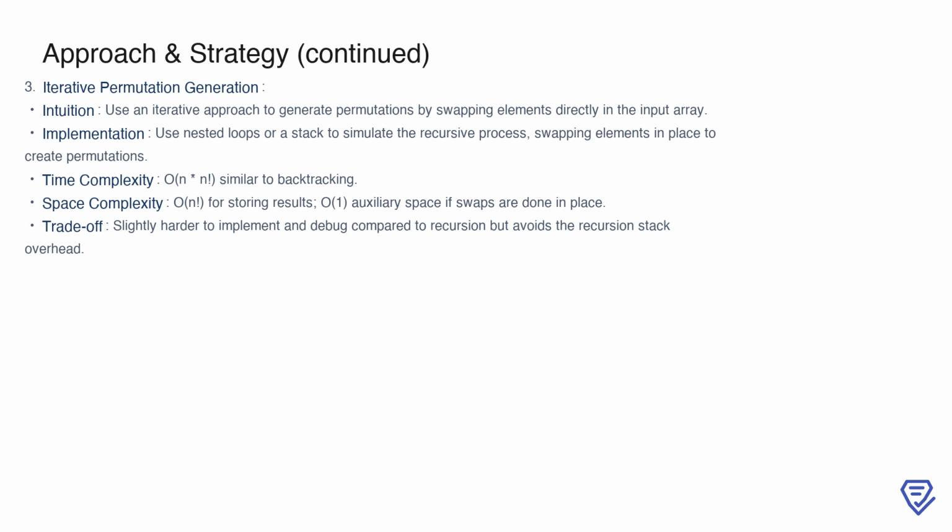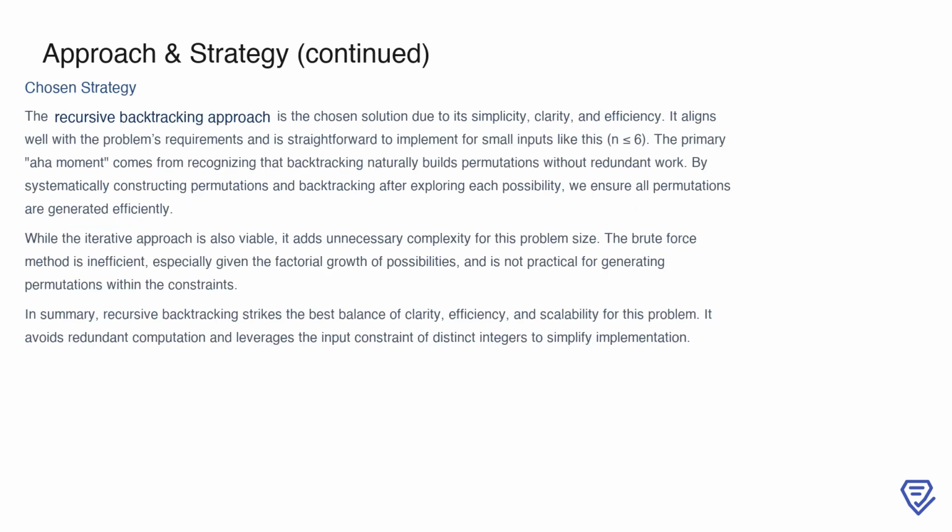However, the auxiliary space can be reduced to O(1) if swaps are done in place without additional data structures. While this approach is efficient, it can be harder to implement and debug compared to recursion. Its added complexity makes it less appealing for this problem, especially given the constraints and the relatively small input size. Ultimately, we chose the recursive backtracking approach as the most suitable solution. It is both simple and efficient, aligning well with the problem's requirements.